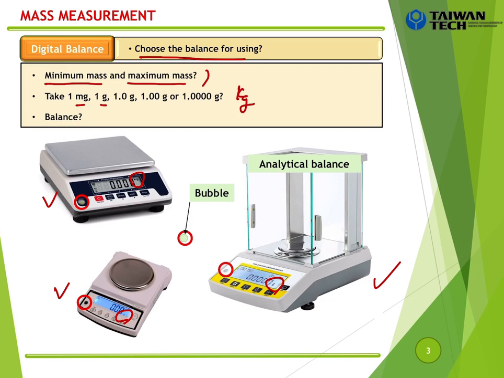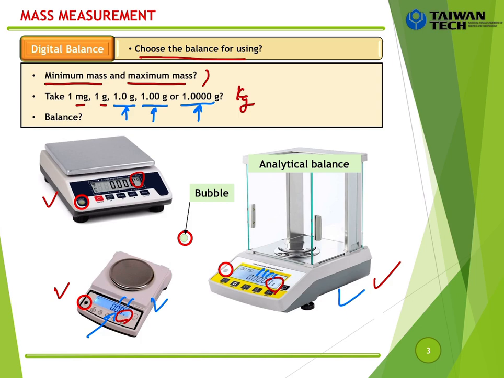Okay, and the next thing when we choose a balance, you need to consider the resolution as well. From here, you can see I have 1.0 gram, 1.00 gram, 1.0000 gram. So you see different numbers of significant figures. It depends on your measurement, and you can choose a different balance. Consider this one and this one: for this value, you have only two numbers behind the decimal point, but for this one, we have four numbers behind the decimal point.